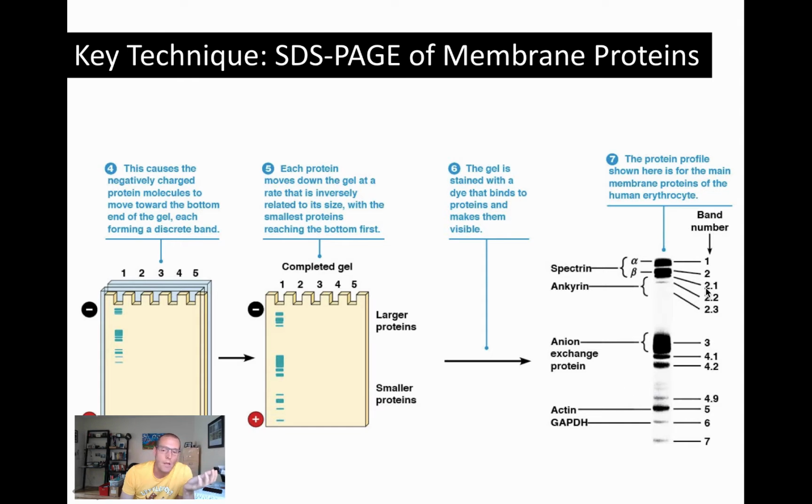So here's a membrane fraction from human red blood cells, and these different bands are historically given numbers, and we know what the bands are now. These are components of the cytoskeleton. This is an anion exchange protein, which is important in the exchange of carbon dioxide and primarily oxygen from the red blood cell. And then there are some other proteins down here, another cytoskeleton protein and a metabolic enzyme, GAPDH. So all those proteins are separated by electrophoresis.